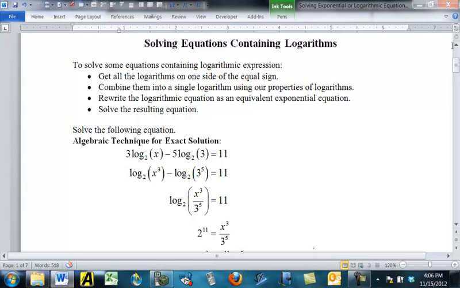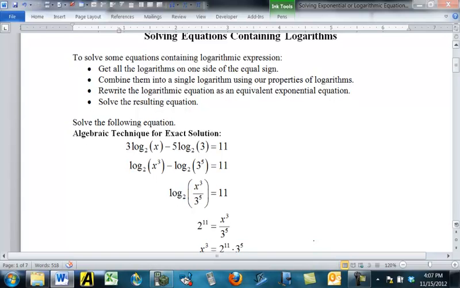But there are some algebraic techniques we can use in some cases, and we're going to look at those. So we're going to talk about first solving equations that contain some logarithms. And again, these are probably going to need to be the same base logarithm, or you're going to need to use a change of base formula to get them to the same base. So the idea is to get all the logarithms on one side of the equal sign by adding their opposites if you need to eliminate some. Combine them into a single logarithm using our properties of logarithms. Of course, then they're going to have to be the same base. And then rewrite the logarithmic equation as an equivalent exponential equation. And then hopefully at that point we've got something simpler and we can go ahead and solve that.